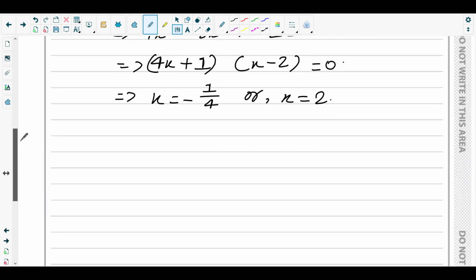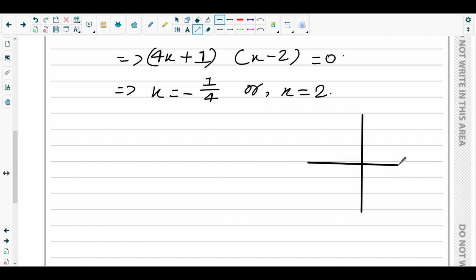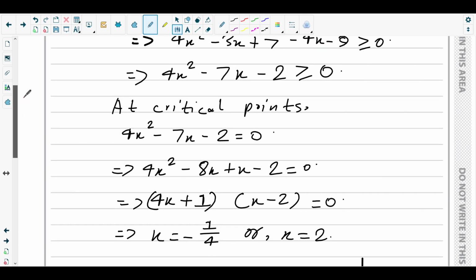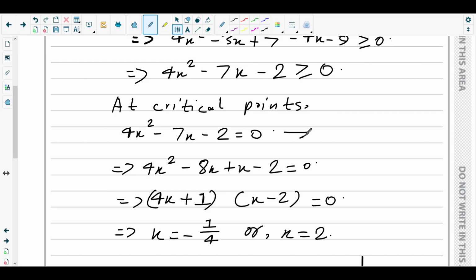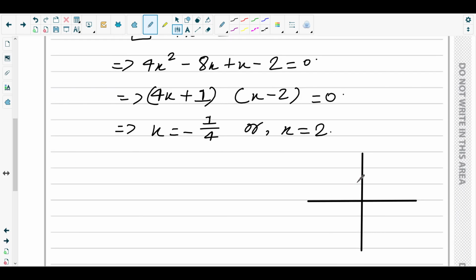Now it's time to consider the sketch. Why do we need the sketch? We need the sketch to understand the range of values of x. Here consider the equation 4x² − 7x − 2. The coefficient of x² is positive. Since it's positive, that means it has a minimum turning point, so it will be a U-shaped curve.